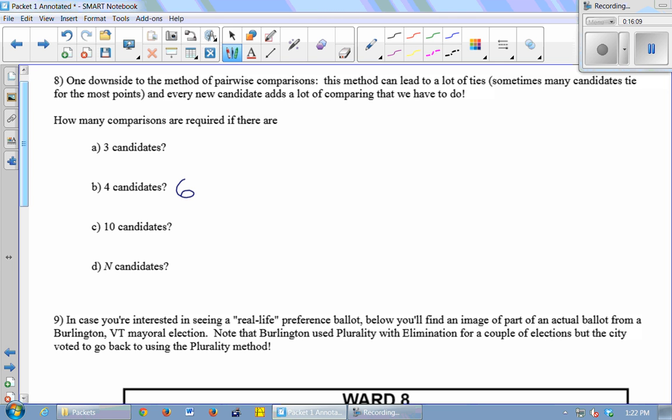Let's write them out. We do A against everybody else, A against B, and A against C. Then we'll do B's matchups, but B's already against A. So B against C, and then C is already matched against the other 2. So 3. And then 6 for 4. How about 10 candidates? A lot more than 12.